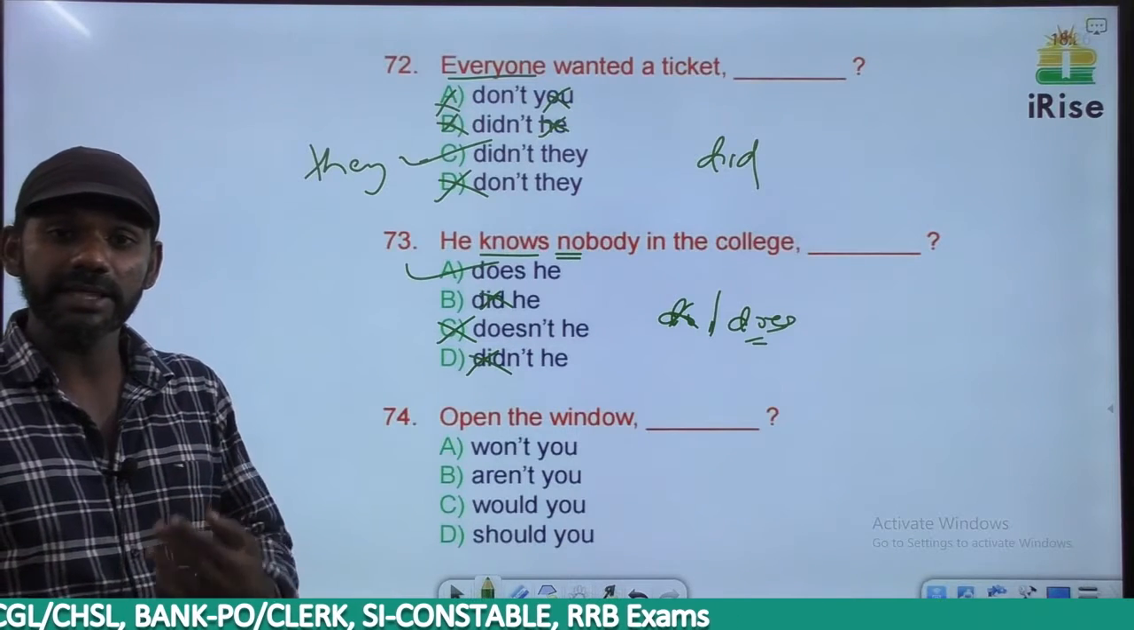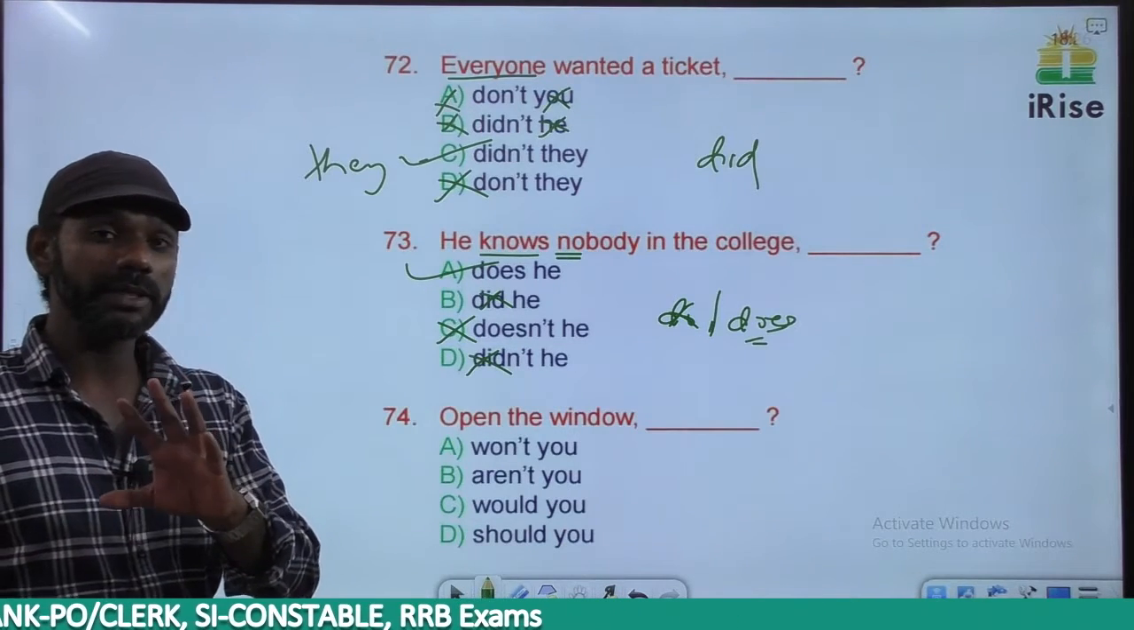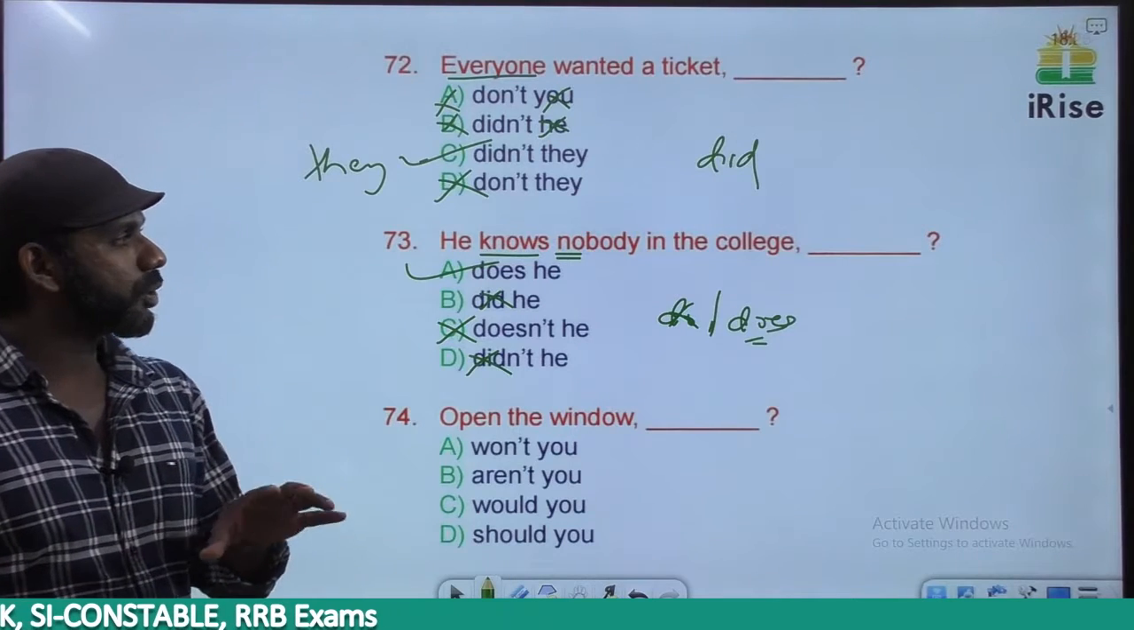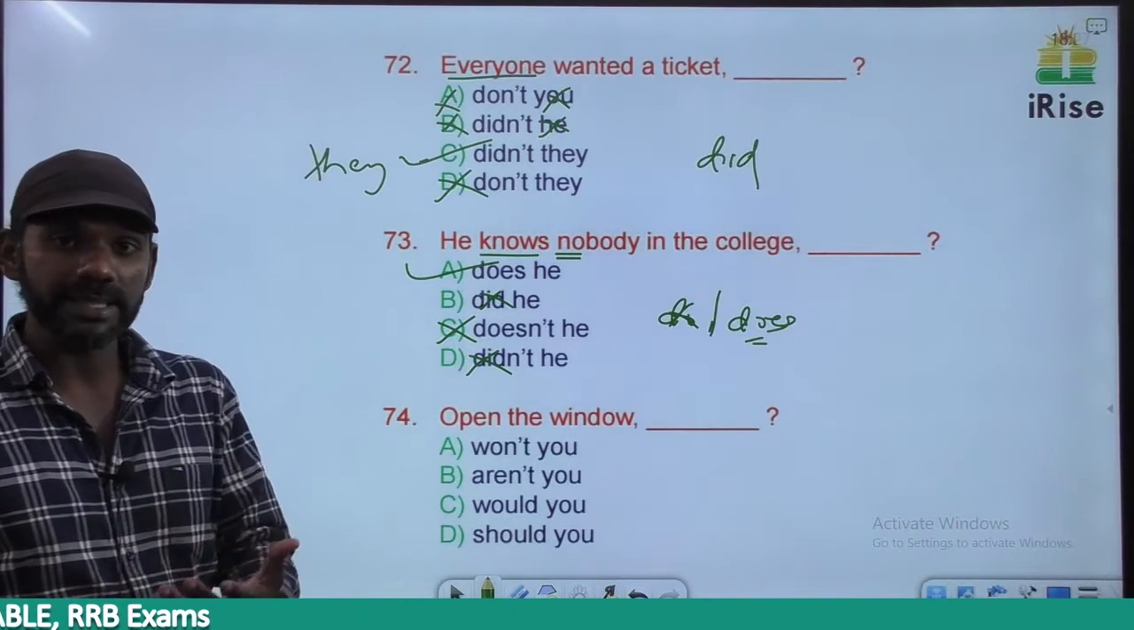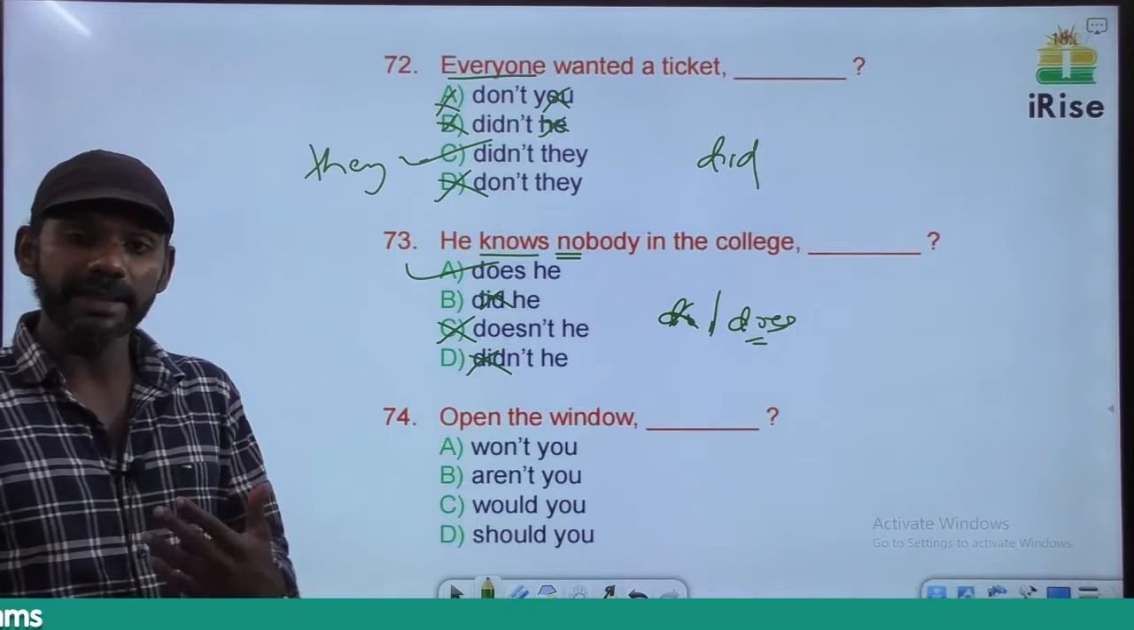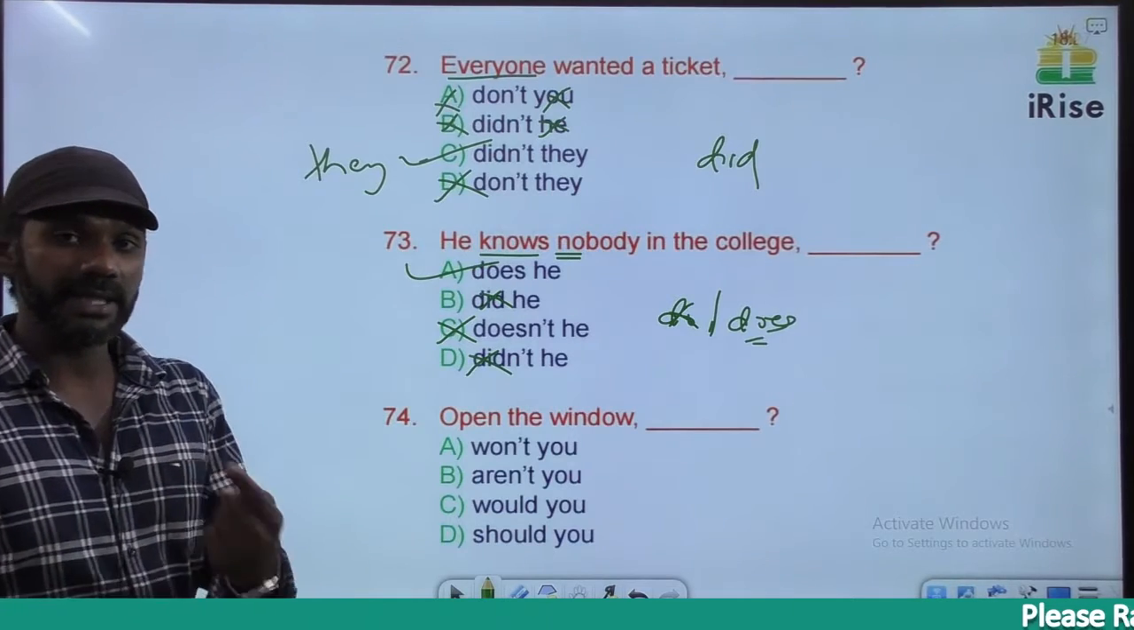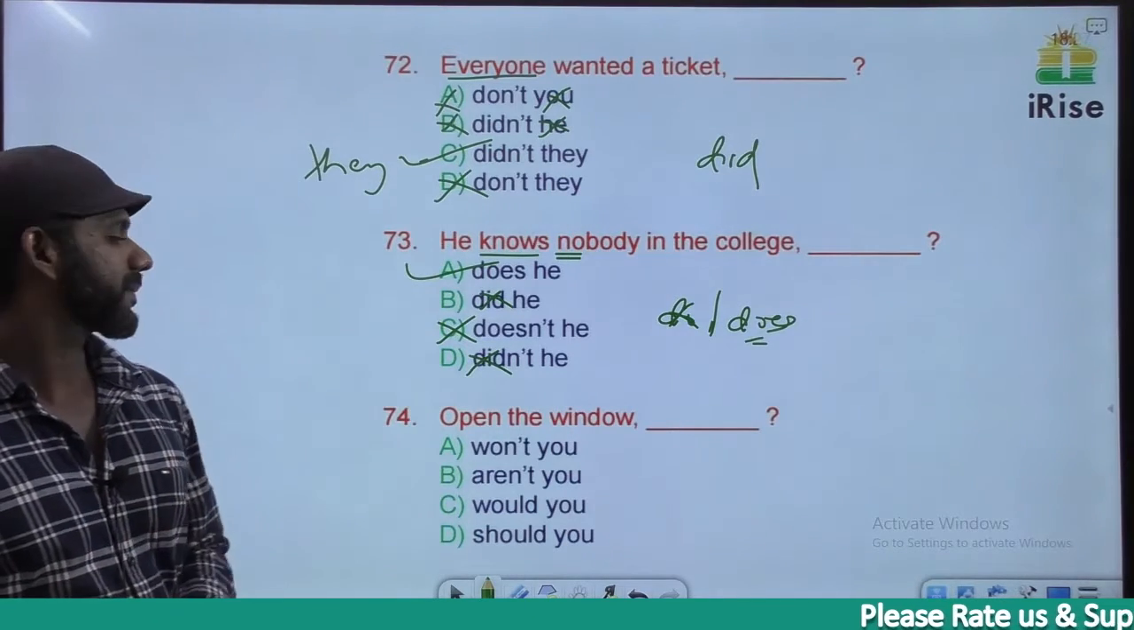That means, does he know anybody? Does he know nobody is wrong. He knows nobody in the college, does he? Does he means, does he know anybody in the college? Does he know nobody is the wrong usage.